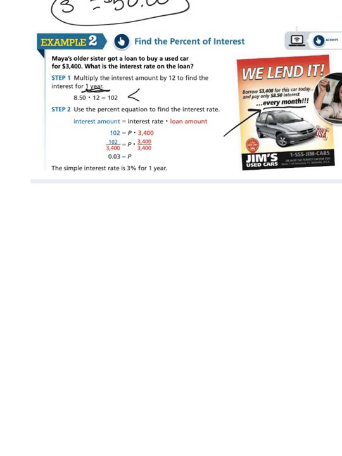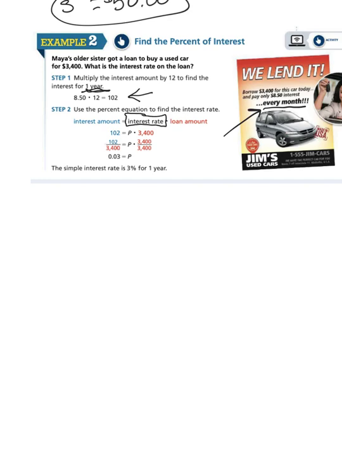So you have to take $8.50 and multiply that by 12, just like they did in step 1. Then you would come up with 102. Then you're going to use the percent equation to find the interest rate. So mind you, you're looking for the interest rate.